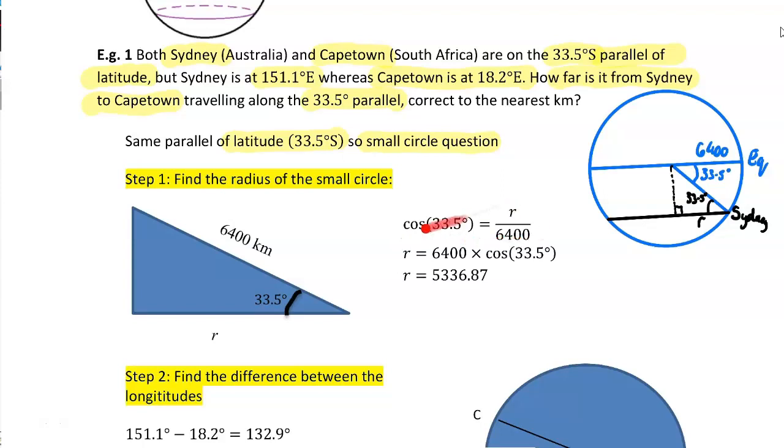So how do we do that? Well, we know our trig ratios. So we've got the hypotenuse. I want to find the opposite. So that's our cos ratio. So cos 33.5 degrees equals our new radius over 6,400. Popping that into our calculator. So the radius of that small circle is 5,336.87 kilometers.